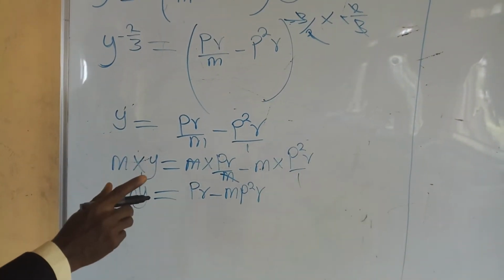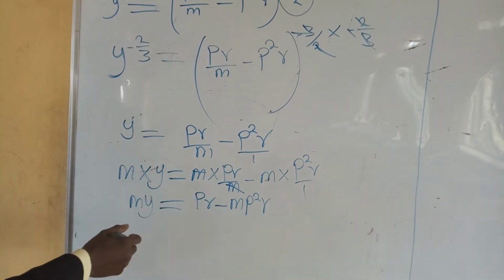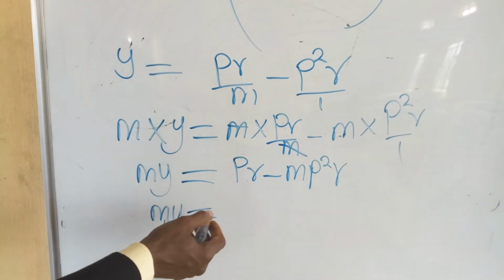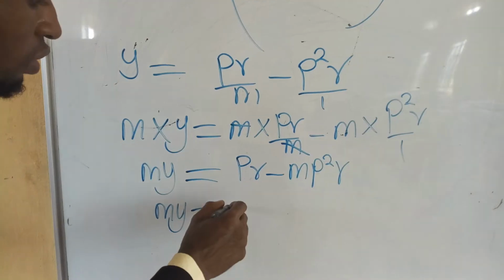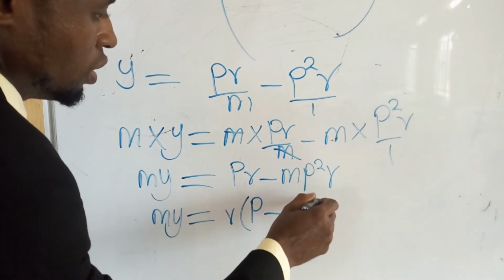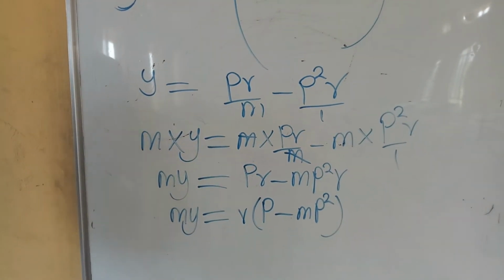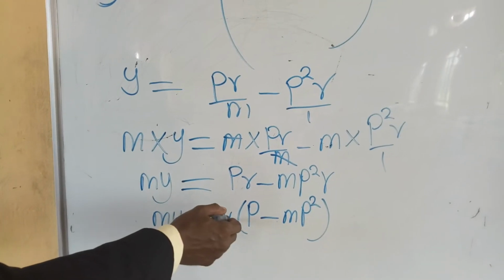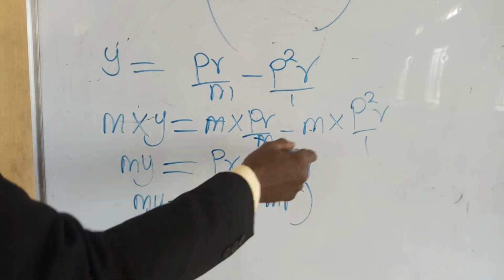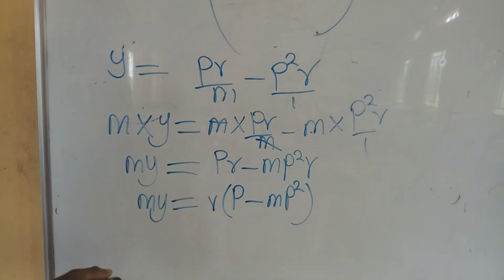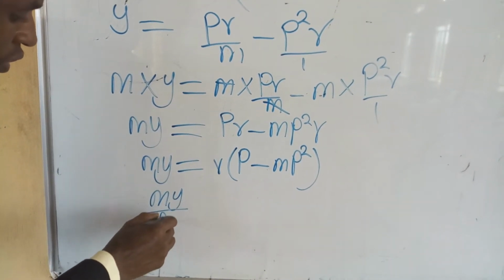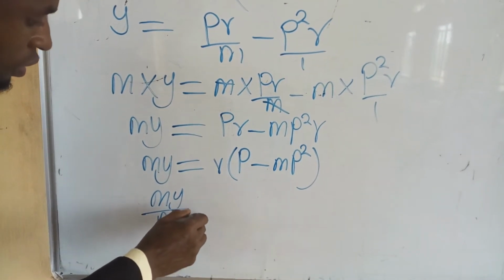We are looking for r. The best way to go about this is to factorize. What is the factor here? Let's bring out r as a factor: r into p minus mp squared, close bracket. So we now have r outside. The coefficient of r in this case is p minus mp squared. Let's divide both sides by the coefficient.